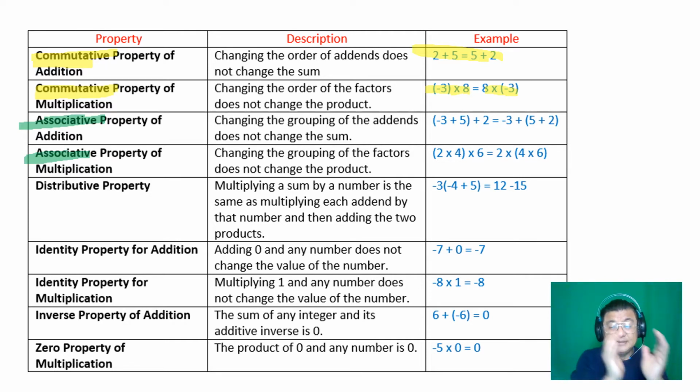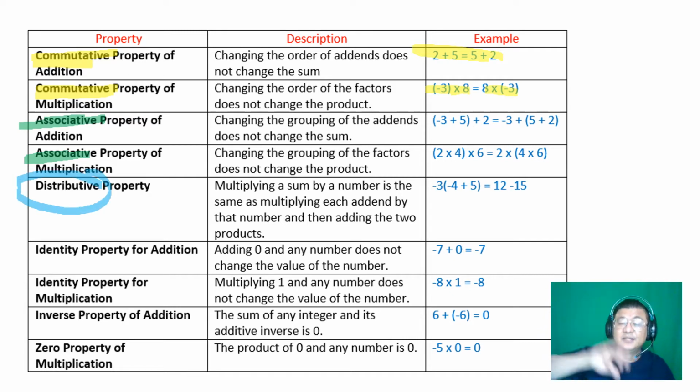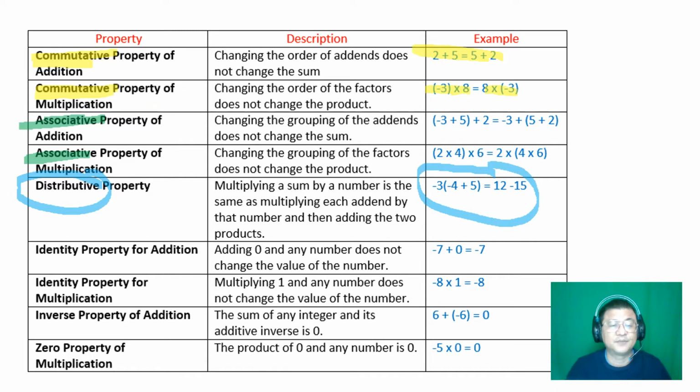You can add in any order, a series of additions, it doesn't matter. You can multiply in any order, the first two or the last two, it doesn't matter as long as they're all multiplication. What else? We've learned about the distributive property, right? The distributive property means multiplication is distributed to each of the what? Each of the terms inside the parentheses. Look at this example, okay?